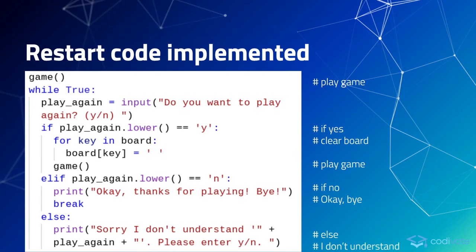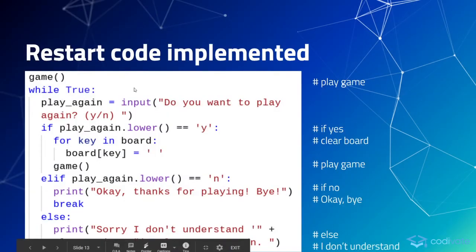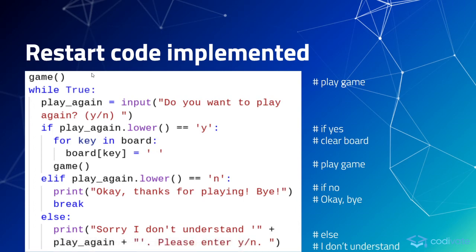This is the implementation for the restart code. This just takes all the pseudocode, once again we have pseudocode here, and implements it into actual Python code. Our first step is to just play the game normally. That's a game function here, we're just calling it.